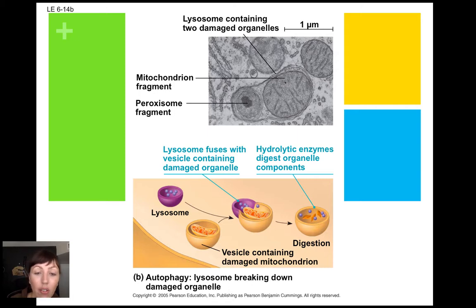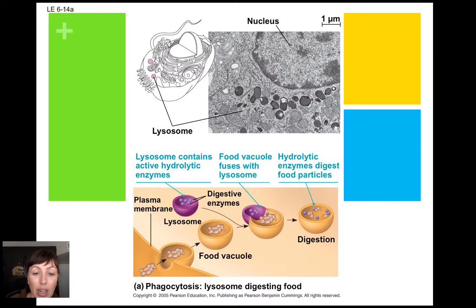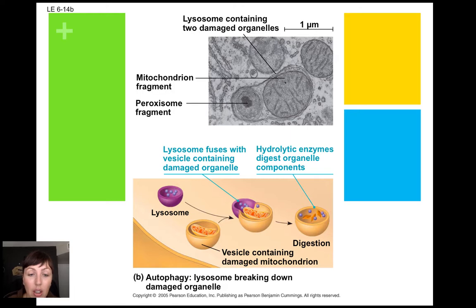Okay, and this is called autophagy, which is lysosome breaking down damaged organelles. And then phagocytosis is the lysosome digesting food. So those are the two main functions of a lysosome. Phagocytosis, which is the lysosome digesting food, and autophagy, which is the lysosome breaking down a damaged organelle.